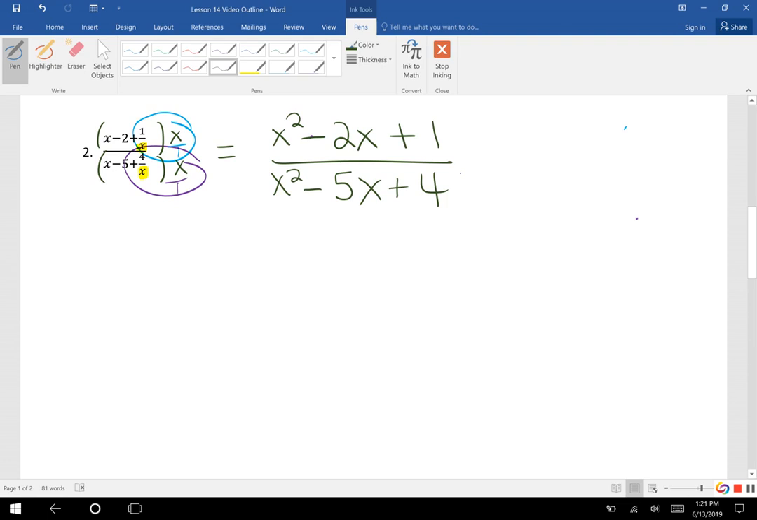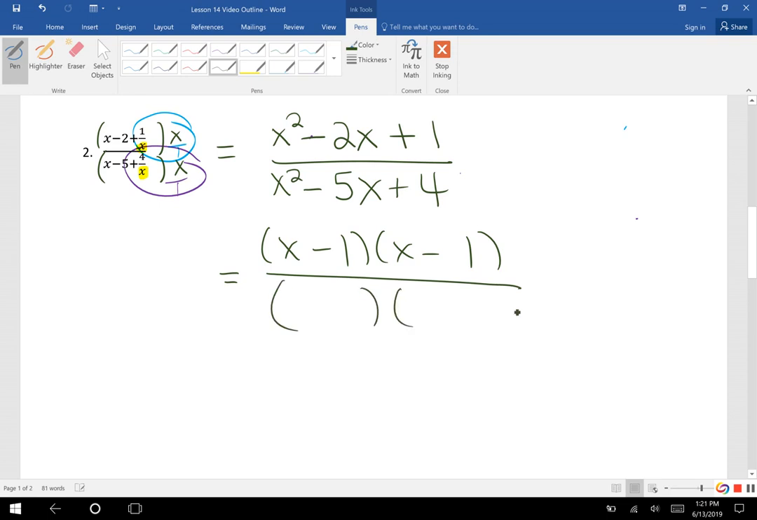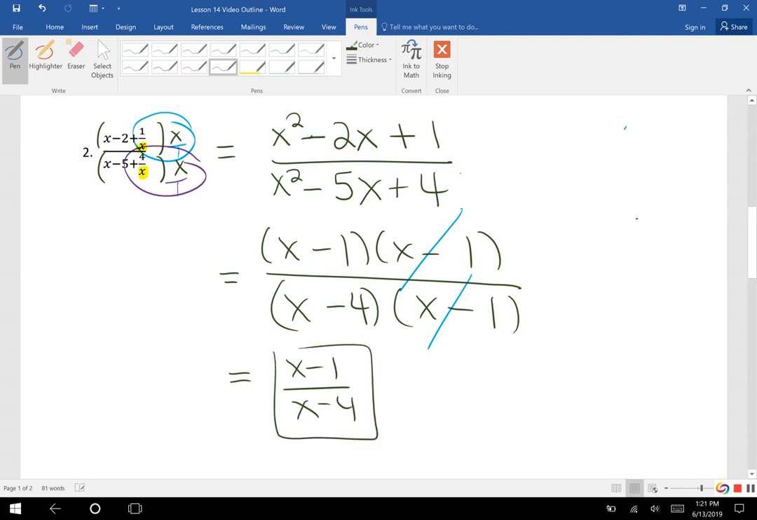And then finally, we do have to check and see if we can simplify. The numerator, I think we can factor this because 1 times 1 is 1, and if they're both negative, adds up to -2. And then on the denominator, 4 and 1 is 4, and if they're both negative, that does add up to -5. We can then cancel the x minus 1's out. And my final answer is x minus 1 over x minus 4.